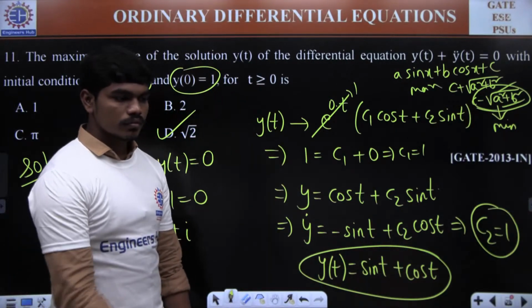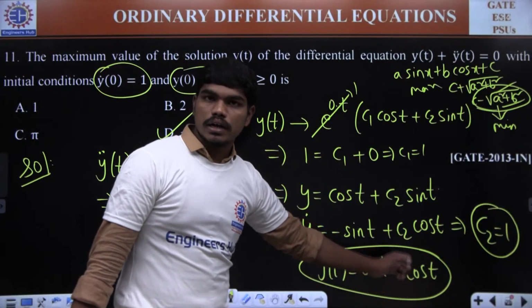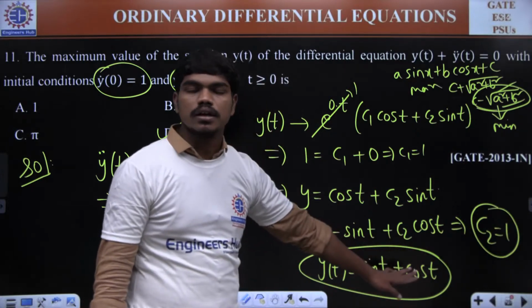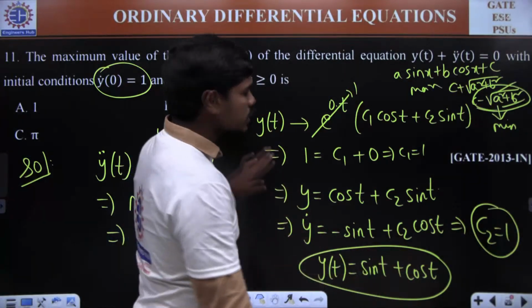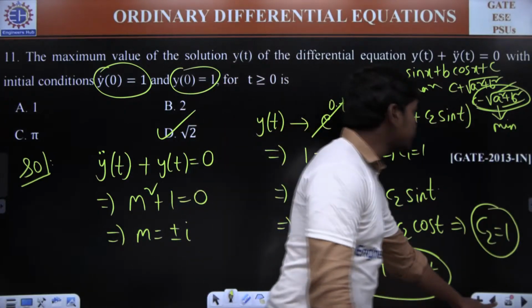Normally, if you don't know this point, you need to follow the procedure for maxima and minima and find the maximum value of this function. But there is no necessity of doing all those things. Simply you can use this result. Clear? I hope things are clear.